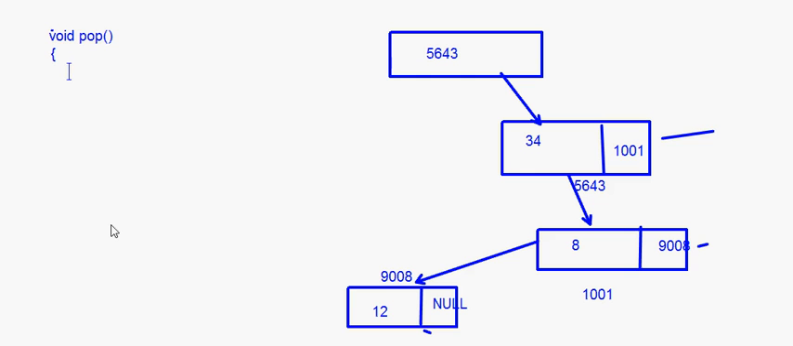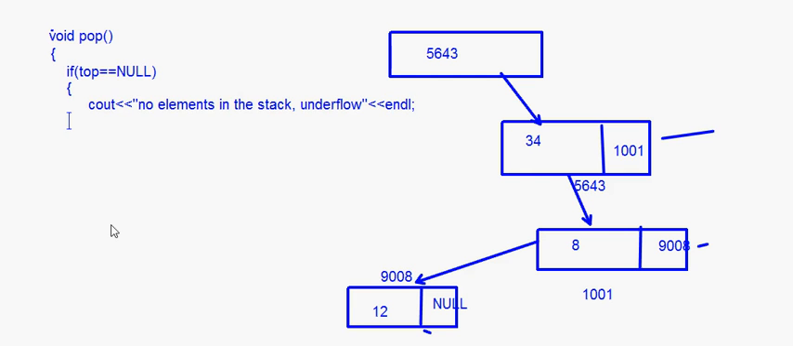Okay, now let's see. You don't pass any parameters for this, fine. First of all we check what is the value of top. If top is equal to null, what does that mean? It means the linked stack is empty, so you cannot delete anything, you cannot pop out anything from that, right? So we write cout no elements in the stack, underflow. This is called underflow. If the stack is full, we call it as overflow. If the stack doesn't have anything, we call it as underflow, right?